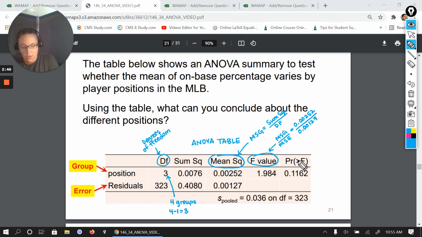Okay, and then this final column where it says Pr(>F), that means the probability that we are greater than the test statistic. This is what's known as the p-value. So this is calculated using the FCDF command, putting in the test statistic 1.984, then a big number, and then the degrees of freedom 3 and 323.